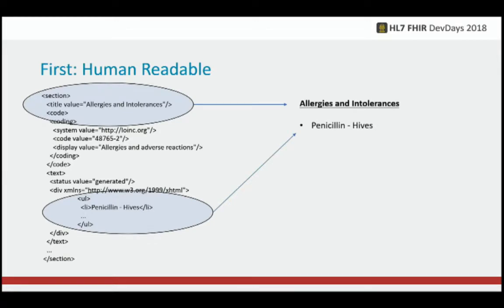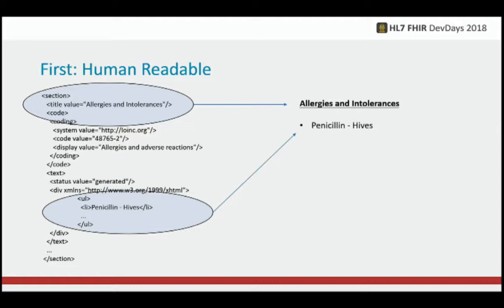So the way narrative markup or sections look in FHIR is pretty much like this. We've got an example section with the title of allergies and intolerances. We have a LOINC code down below, which shows that's the allergy and intolerance section. And that's the exact same LOINC code that would appear in a CDA document with an allergy section. If we scroll down a little bit, we then see text with some XHTML in it. In this case, we've got a bulleted list, or unordered list, with penicillin-hives.